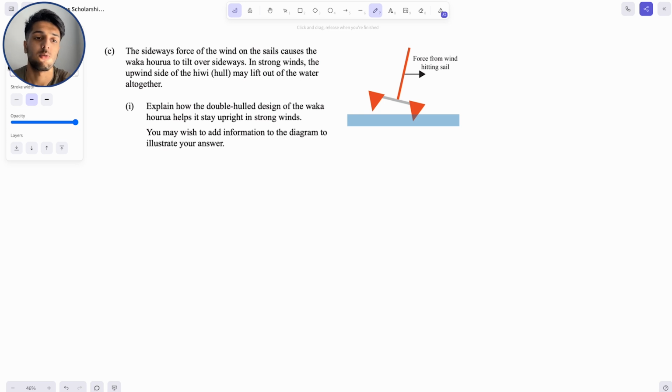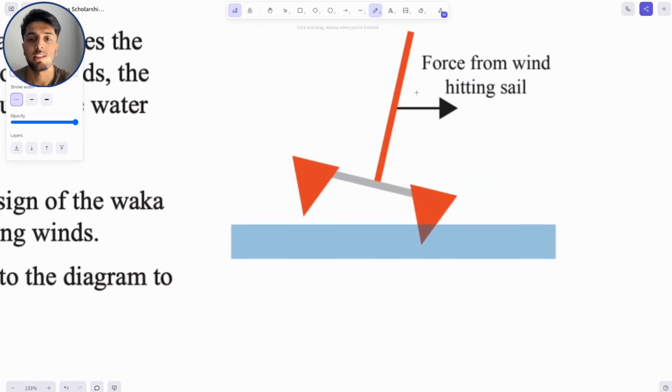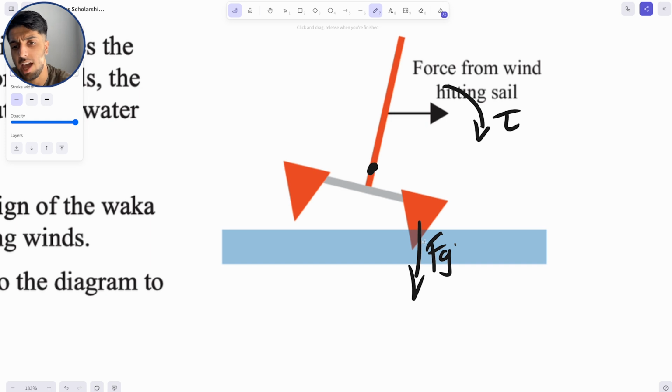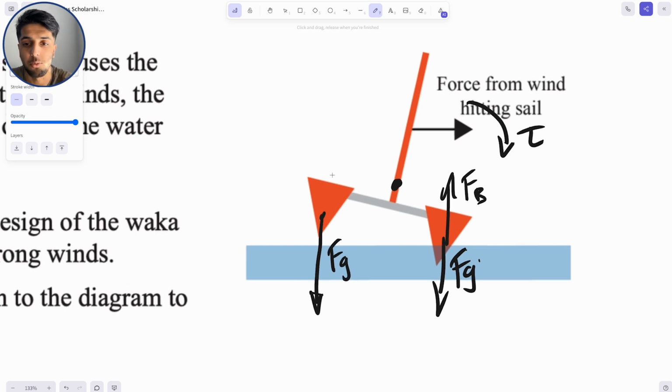Okay, so if we take an arbitrary center of mass, let's say our center of mass is just there, right? There's a force being exerted onto the sail, and this is at a distance from the center of mass. So there is a clockwise torque going that way. There is a weight force on this hull, and as it's in the water, there is an equal buoyancy force, Fb, going up. However, this hull also experiences the same weight force. However, as it is not in the water, there is no buoyancy force. So there is a net force going down.